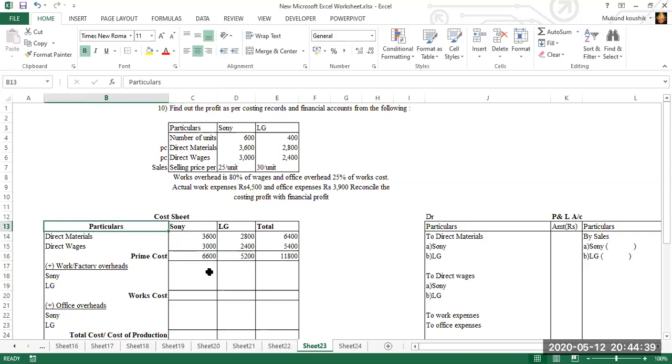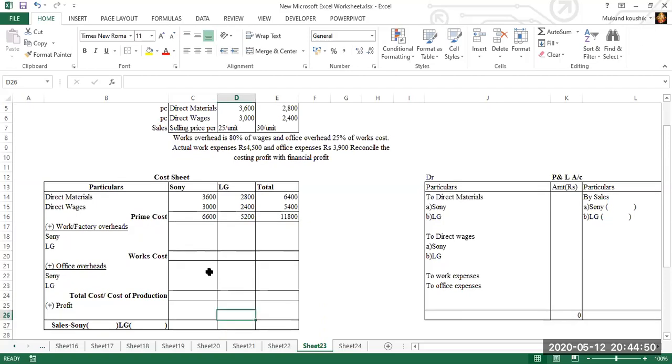So how did you start? You started with a cost sheet, direct materials. For both the companies, you recorded direct materials as well as direct wages. There are no direct expenses, so you arrive at prime cost. And once you get prime cost, you have to add work or factory overheads. So is there any work or factory overheads?